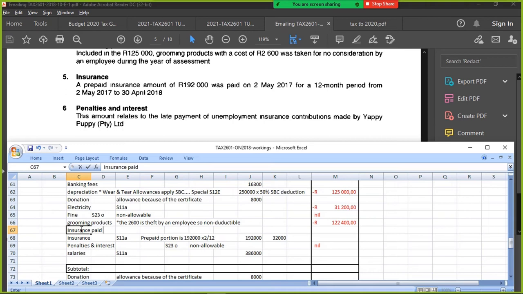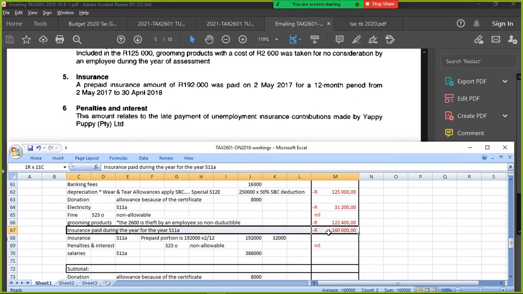Insurance paid during the year, for the year, section 11A. All right, so the 192, take out the 32. Okay, so 160 is deductible. Do you agree with that?